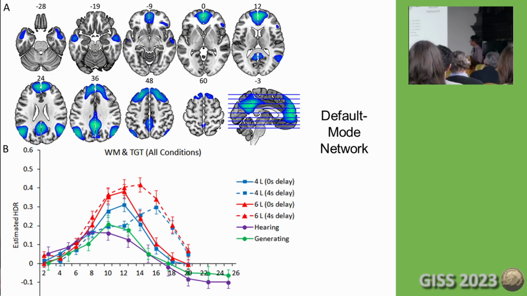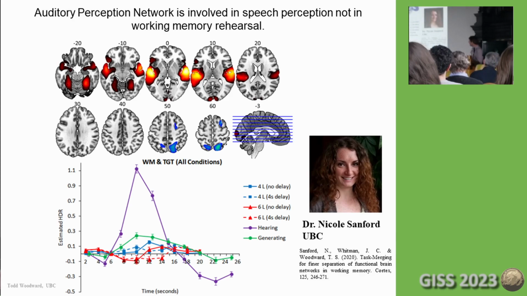This is the initiation network, same default mode, nothing too interesting there. And then this is superior temporal gyrus, a network that's involved in auditory perception. This is very, very active in the hearing condition and not in any of the other conditions, not involved in working memory at all. It's a bit surprising.